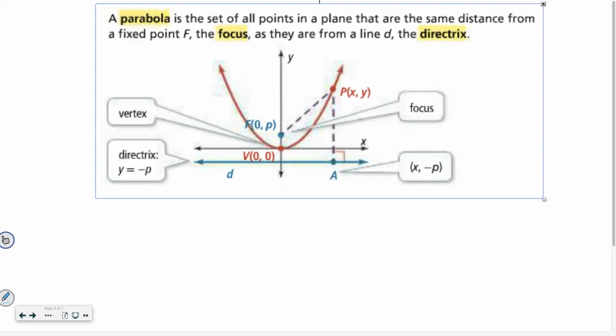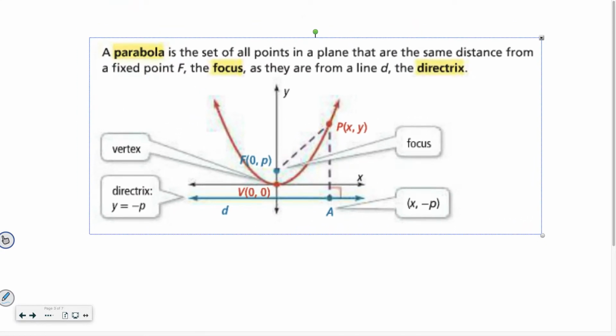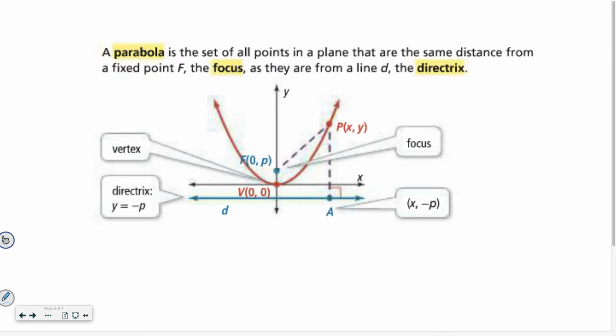Now, let's talk about some vocab. We've already talked about parabolas a little bit, and as it's saying, a parabola is the set of all of the points in a plane that are the same distance from a fixed point F, okay? And that point F, in the last example, we just called it point (0, 2). That fixed point has a specific name. It's called the focus, and you're going to hear this a lot in today's lesson as well as in the homework. So make sure you understand what the focus is.